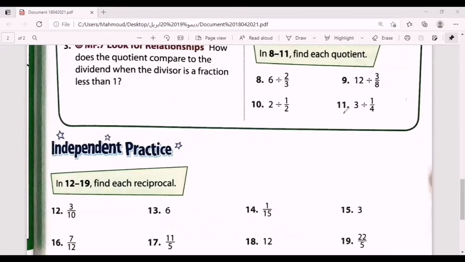What about you, Ammar? Can you answer number 11 now? Ammar, can you hear me? Yes. Okay. Can you answer this number 11 now? What is the answer? It will be 3. Just a second. 12. Excellent. You will write this step, 3 multiplied by 4/1, and so on. Everything is the same. Okay.